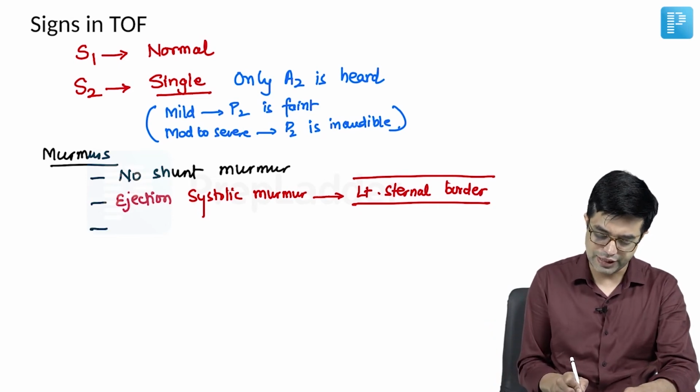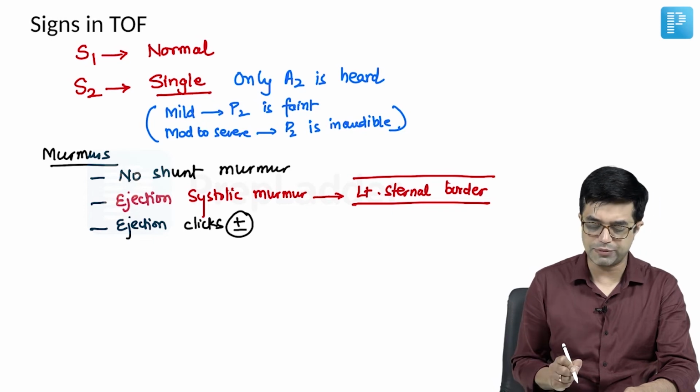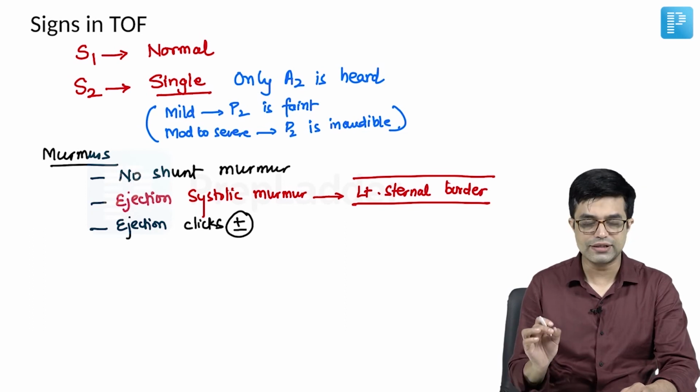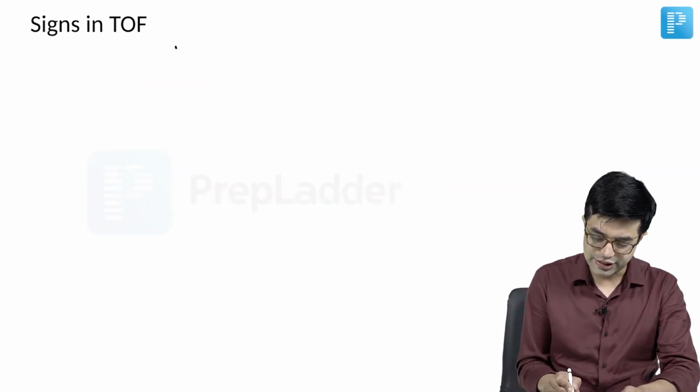Some of these patients may have ejection clicks, but ejection clicks are plus or minus. They may or may not be present. And about this ejection systolic murmur, there are a few things that you need to understand. Why is the ejection systolic murmur happening at all?